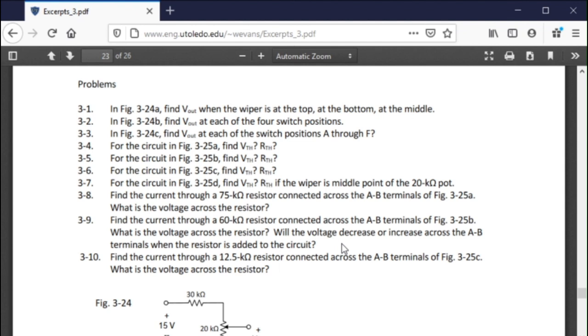So I have a calculator. We're going to start answering some of these questions, and we're going to work on some of these.